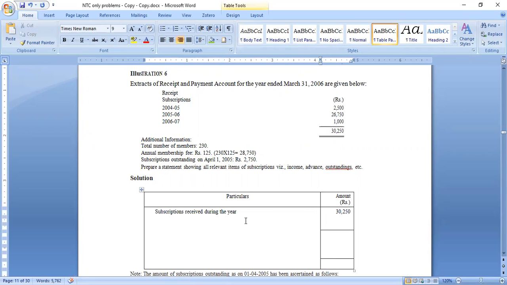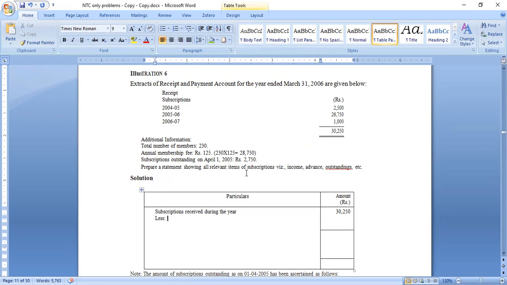So we'll deduct it. Less: what are the transactions we have to deduct from the received ones, which belong to the previous year as well as the future year.